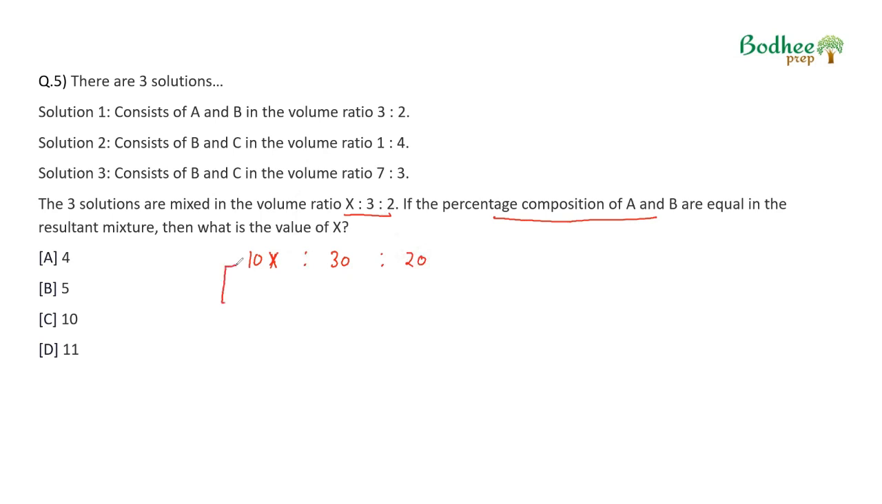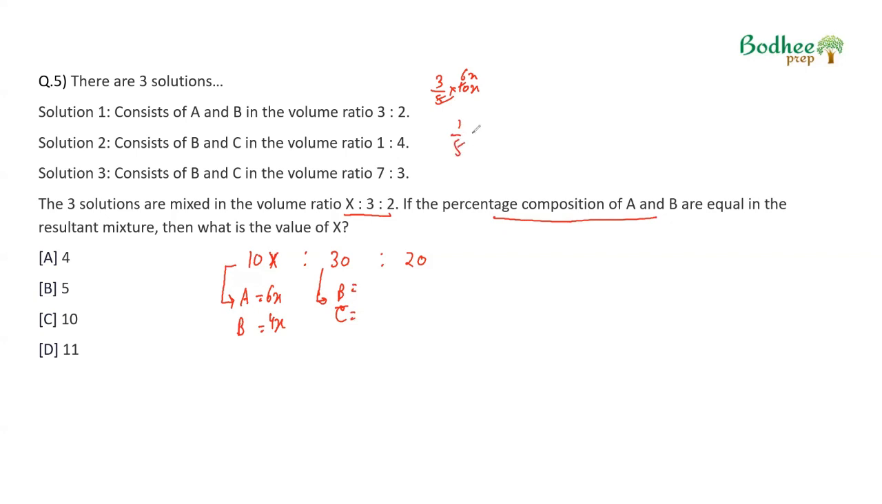Now this 10x will have A and B in the ratio 3 is to 2. So we split 10x in the ratio 3 is to 2. 3 by 5 of 10x will be 6x. So if A is 6x, B will be 4x. This 30 will get split in B and C in the ratio 1 is to 4.